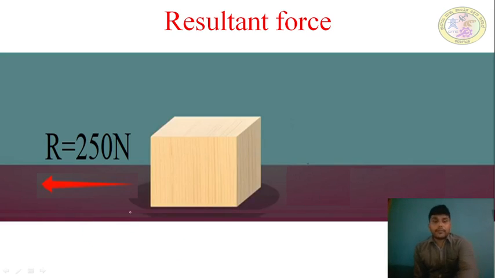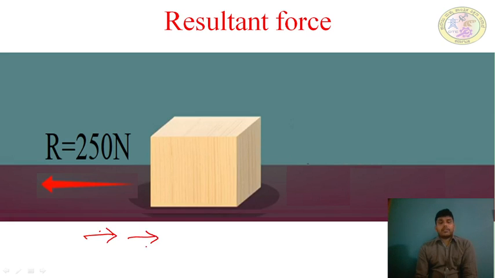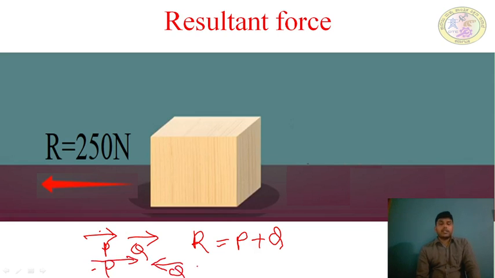Now, when two forces, P and Q, are in the same direction, then the resultant force will be P plus Q. When two forces are in different directions, P in this direction and Q in the opposite direction, then the resultant force will be P minus Q. The force which has higher magnitude will decide the direction of the resultant force.